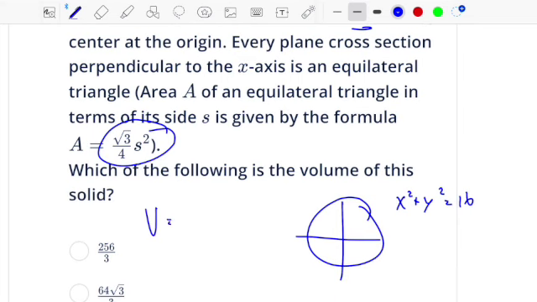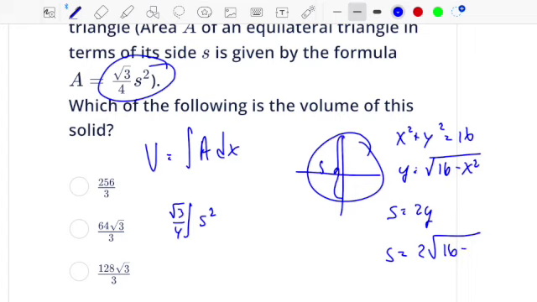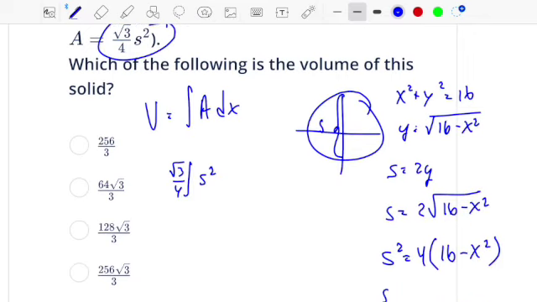So volume is the integral of our area dx. In this case, it's the integral of root 3 over 4 times s squared. S is that full distance. S is 2y, and y is the square root of 16 minus x squared. So s is 2 times the square root of 16 minus x squared. So s squared is 4 times 16 minus x squared, which is 64 minus 4x squared.